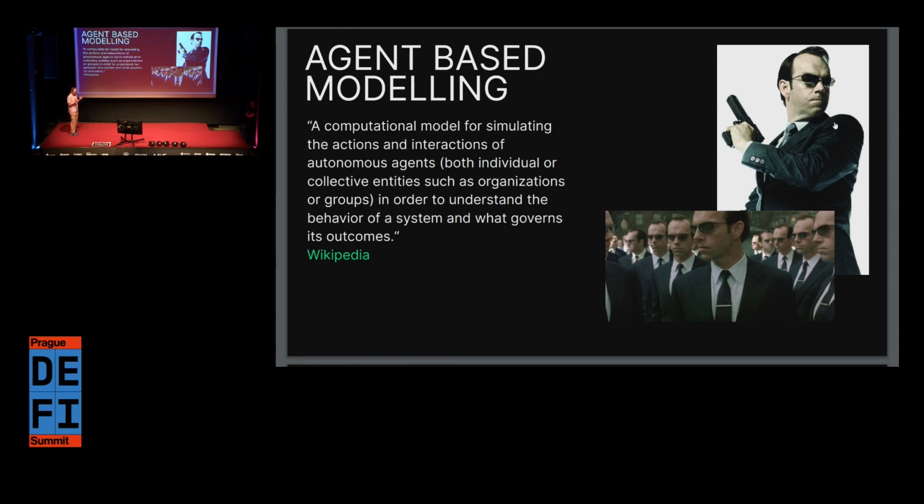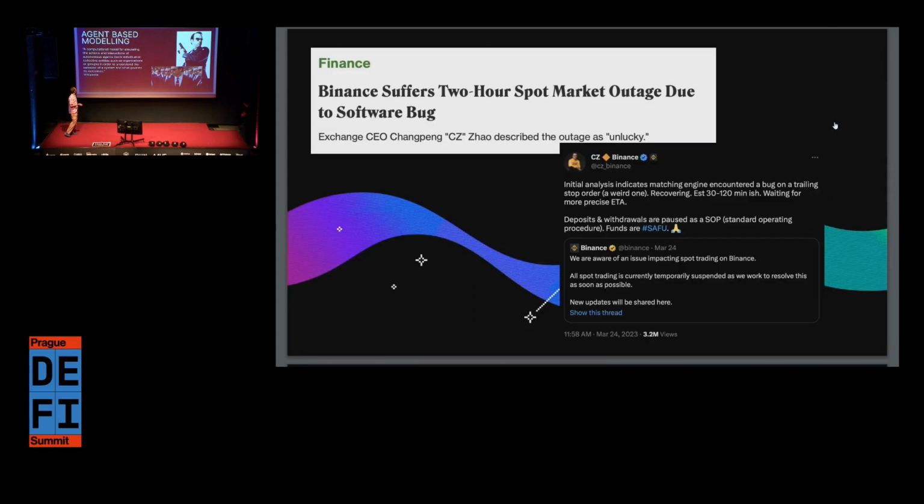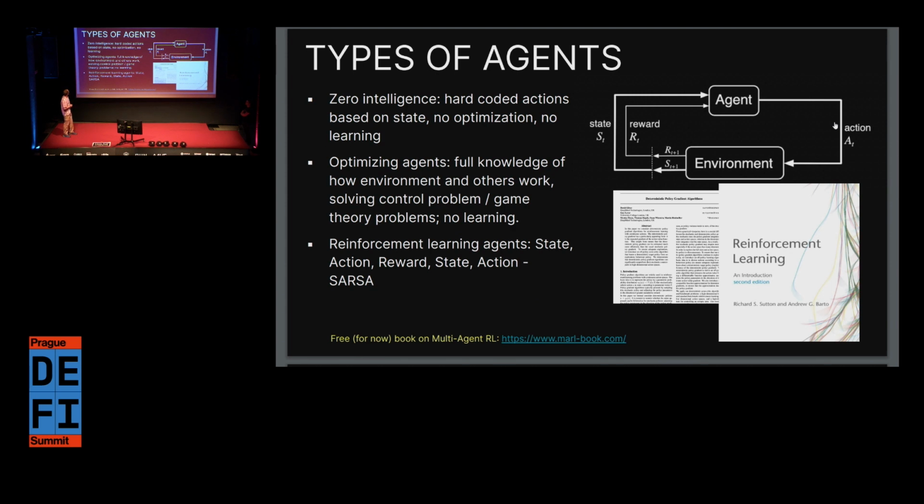So, what is an agent-based simulation? It's basically you have a computational model, which for us is easy. We don't need a model. We have the protocols themselves. We can work on the real thing for simulating the actions and interactions of autonomous agents. And the autonomous agents will be some code. And I'll come back to this one.